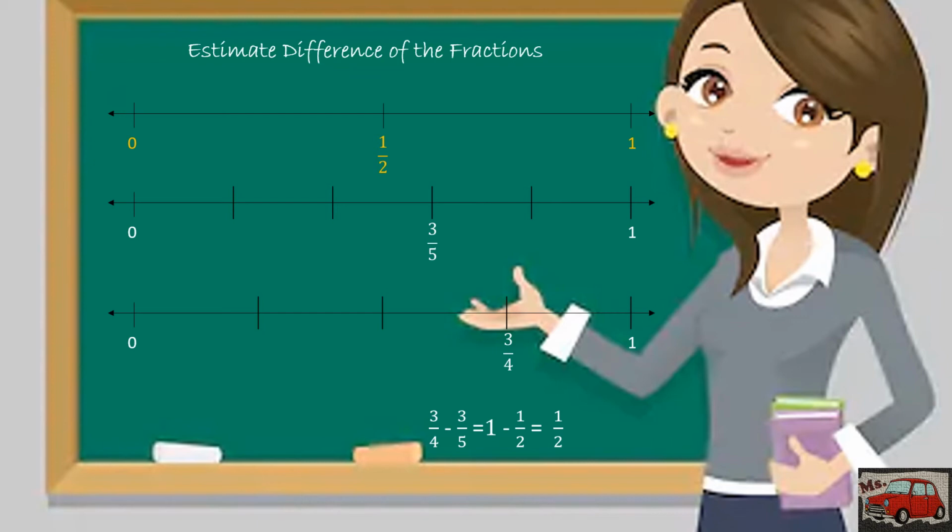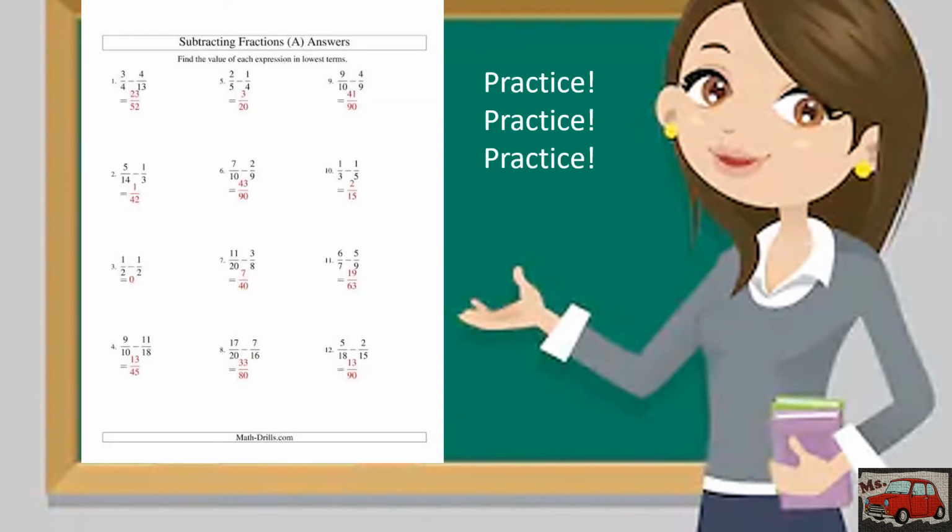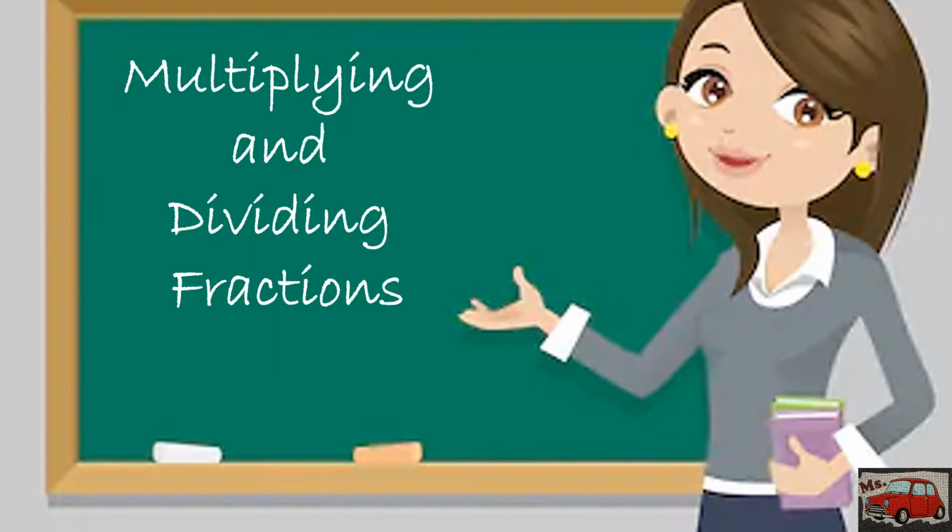So, the estimated difference of 3/4 minus 3/5 is 1/2. Practice time. So, just copy the questions and then answer it on your own. Then check your work here. Okay, so this time, we will multiply and divide fractions.